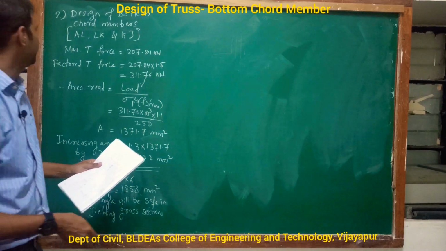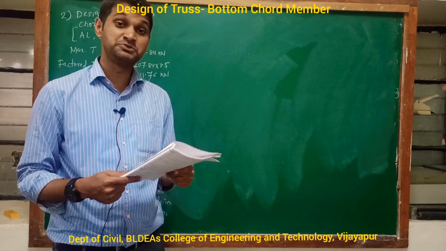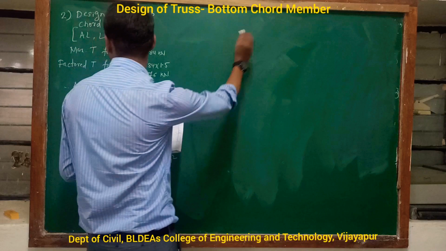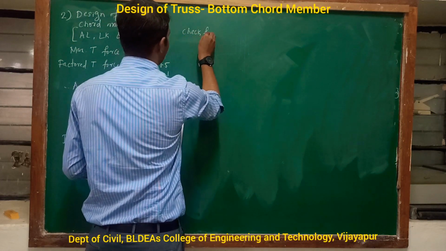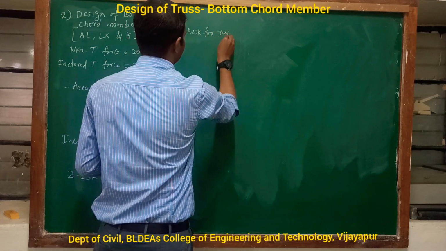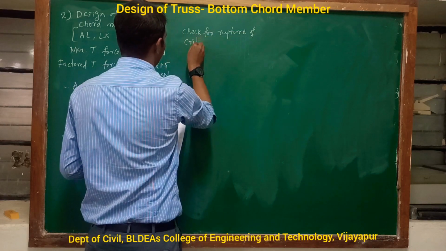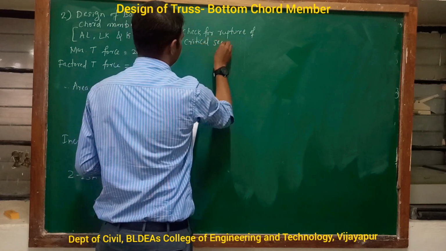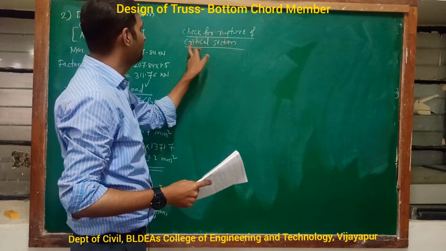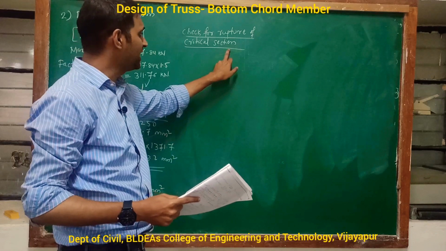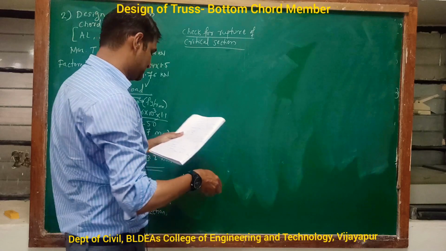Now coming to the second step, the next check on this tension member will be rupture of critical section. Check for rupture of critical section. Before checking for rupture of critical section, we have to design it for connection. These members have to be designed for connection.